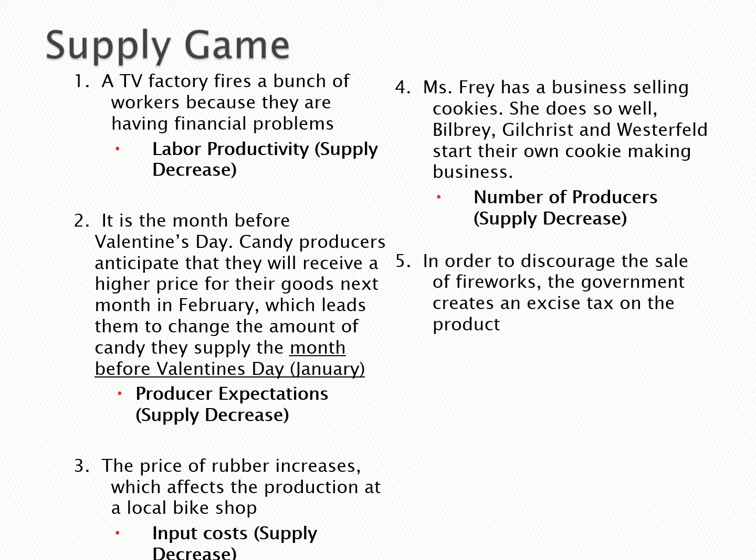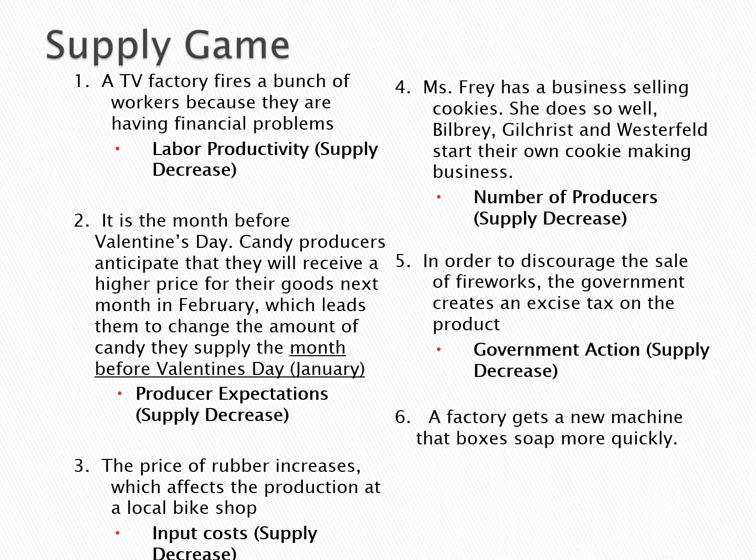Number 5, in order to discourage the sale of fireworks. It's getting close to the 4th of July, so fireworks are popping up everywhere, no pun intended. So the government creates an excise tax on the product, so it becomes more expensive to make fireworks. The intention of that is to make it more expensive, so they make less of it. So that's government action, and the supply decreases.